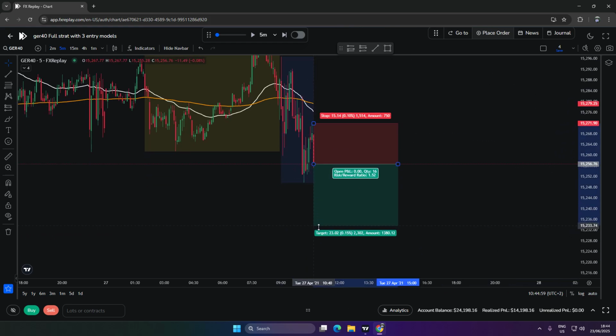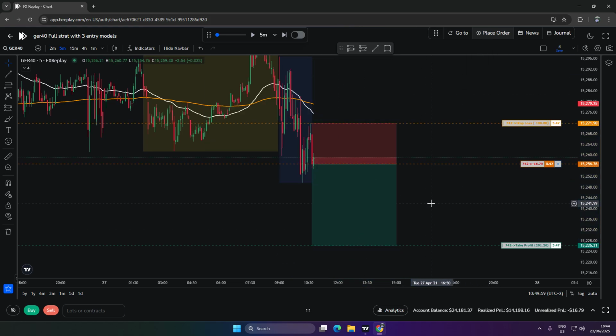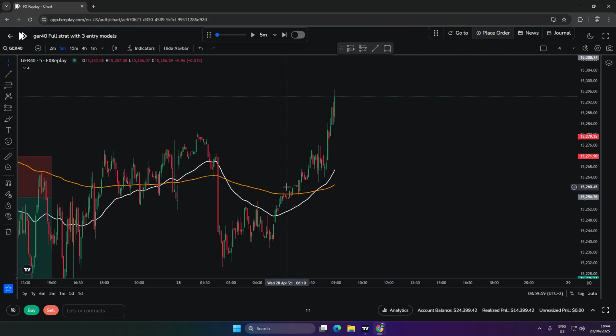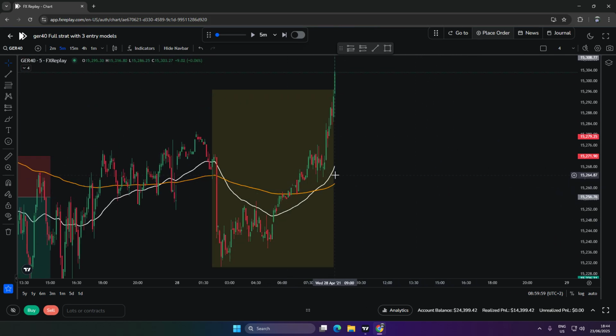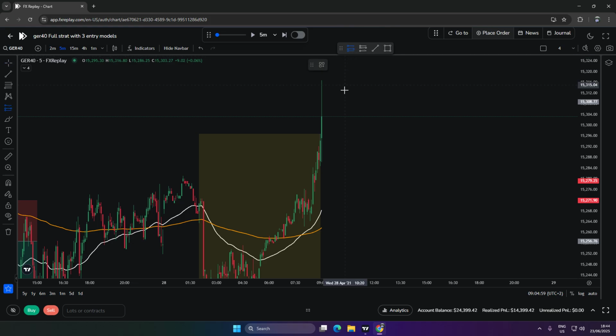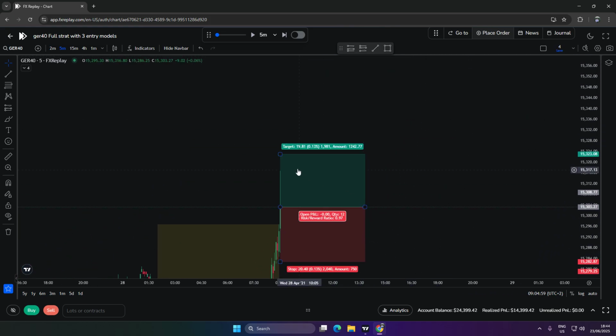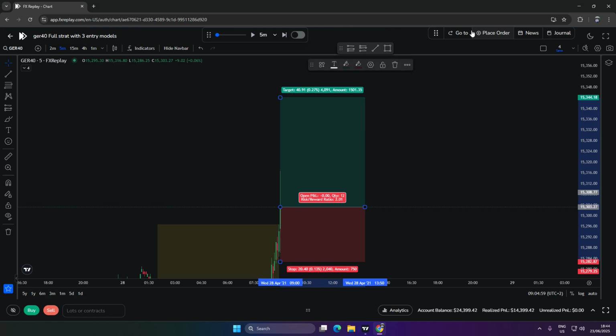So you target 2 RR and it falls. So the next day, this is also entry model 2 still. Look, it broke to the upside a little bit underneath. 2R.